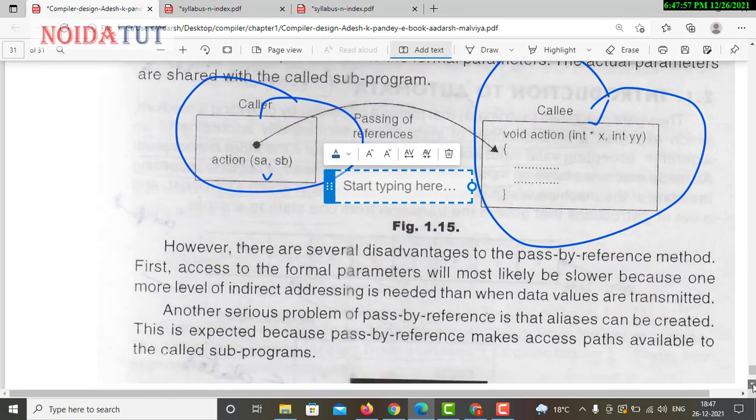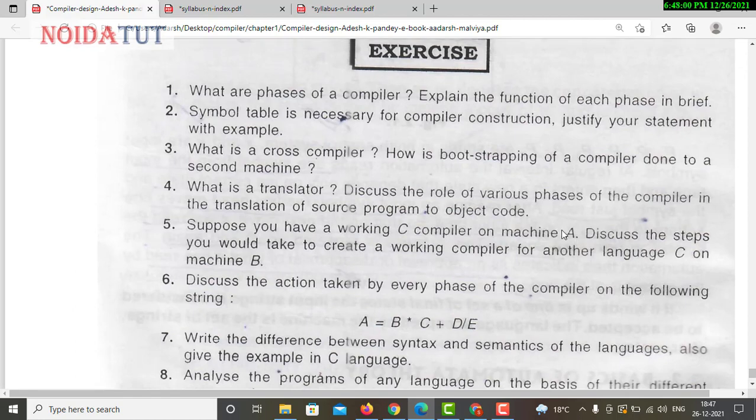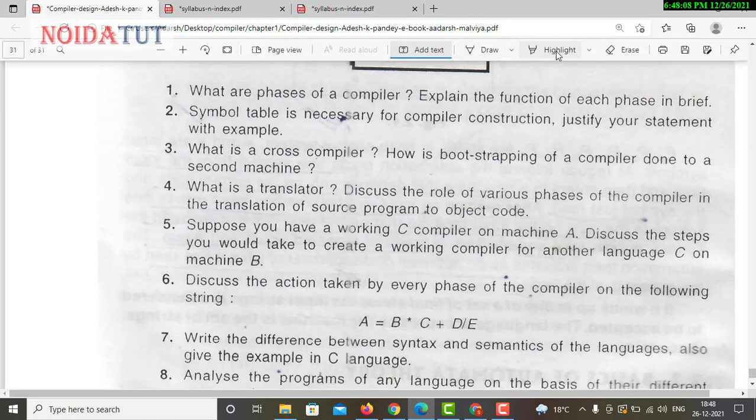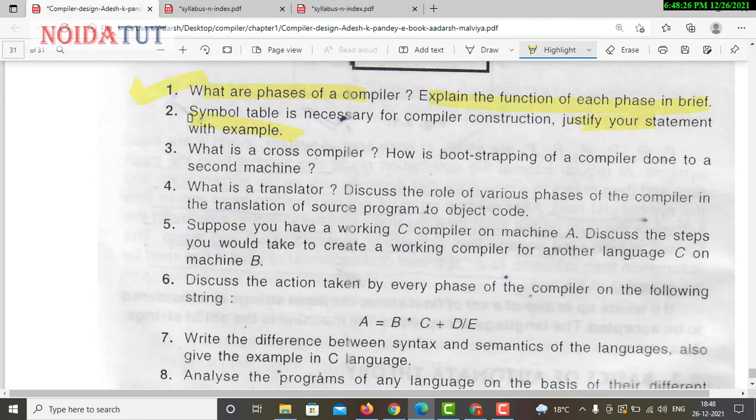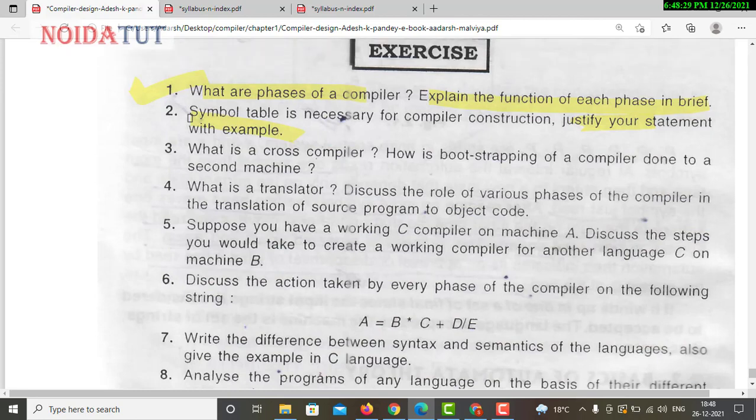Now proceeding further. Now see, we are just going to make a quick run on the questions. Now just have a look at the first questions of the first chapter. Now, what are the passes of compiler? Explain function of each pass in brief. We have already done this, right? Yes sir. Now the next part is symbol table is necessary for compiler construction. Justify your statement. Why symbol table is needed? Because symbol table is that phase of compiler which is attached to each and every phase of compiler, and it keeps track of all the tokens, variables, and everything.